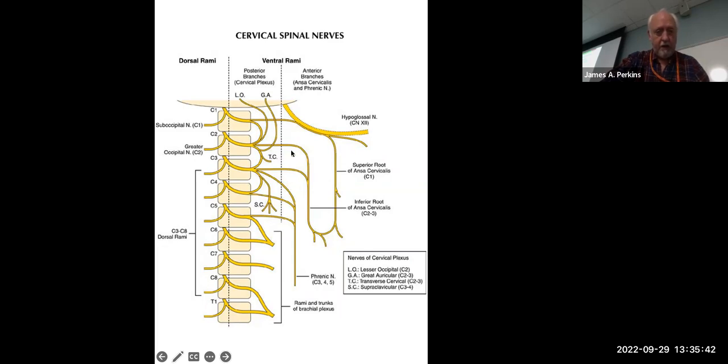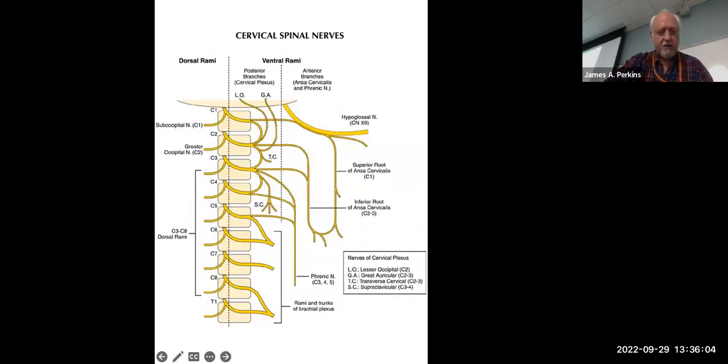And then the anterior branches of the ventral rami of C2 and C3, shown here where I'm circling with the cursor, they join together and travel down to form what's called the inferior root of the ansa cervicalis.